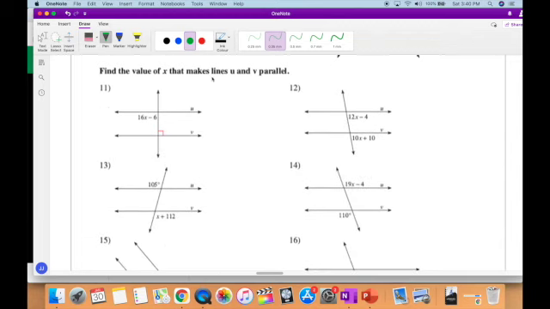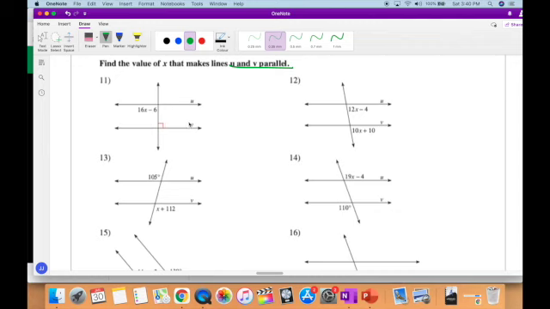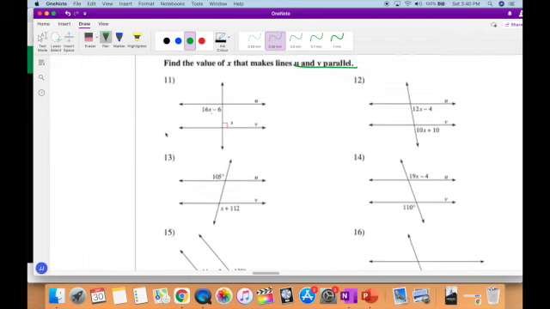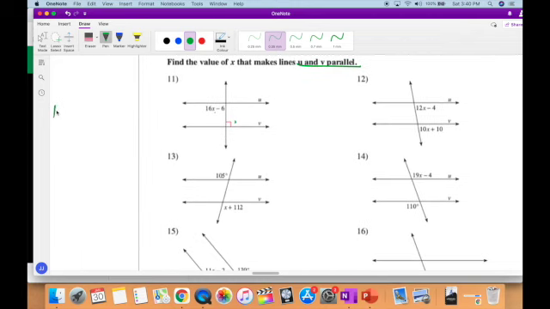Find the value of x that makes lines U and V parallel. Alright. So obviously if lines U and V are parallel, that means that these guys are alternating, and alternating angles are equal. So therefore 16x minus 6 is equal to that 90 degrees. So therefore 16x is equal to 96. And what is x? Well, I shouldn't put degrees there actually. Right, x is 6, 96 divided by 16. Right?